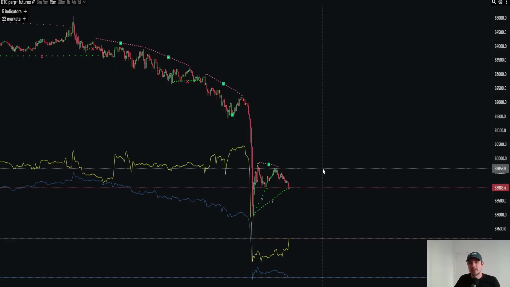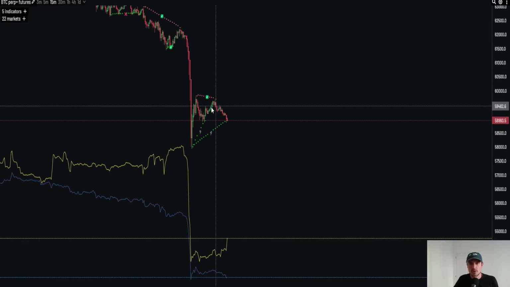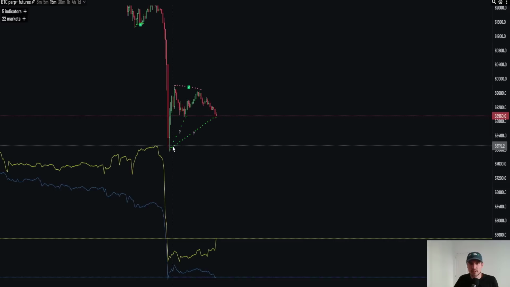If we then finally look at the CVD divergences, they played out nicely as well. Bearish CVDs with every bounce we had towards the upside: lower high, higher high, lower high, higher high, lower high. That's what we're looking for with CVD divergences, lower high on price, higher high on the CVD. All these bearish CVDs have played out, and even here more locally, the bearish CVD played out. You can see price forming some bullish CVD divergences.